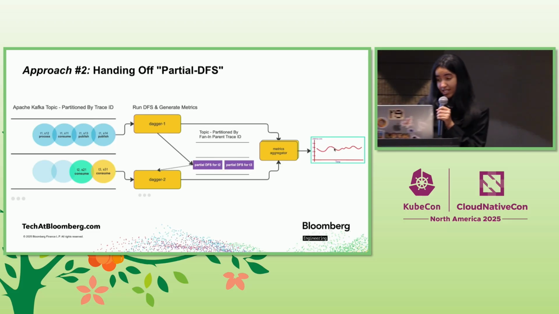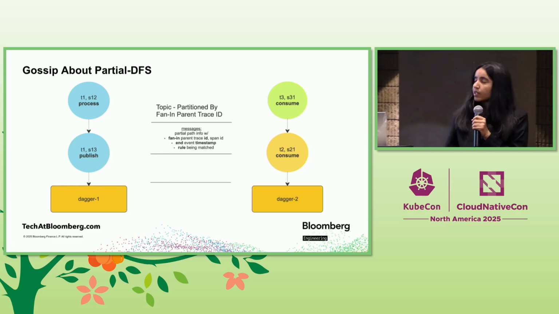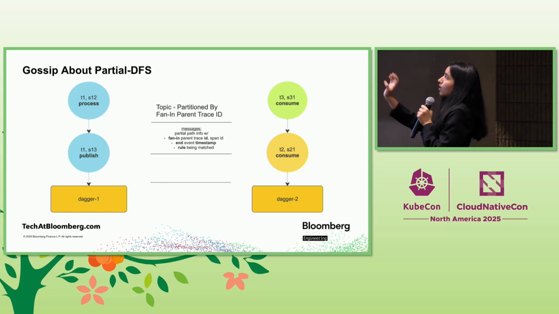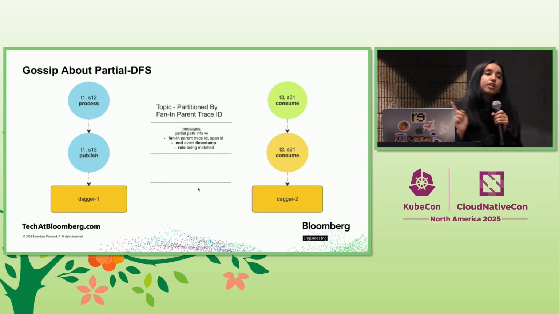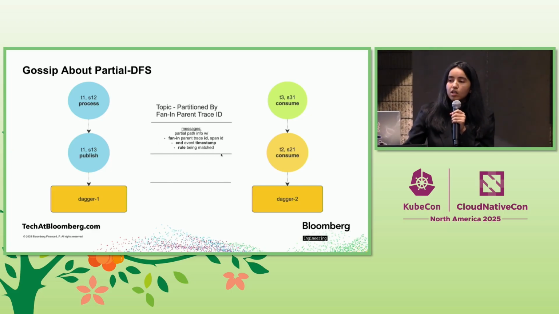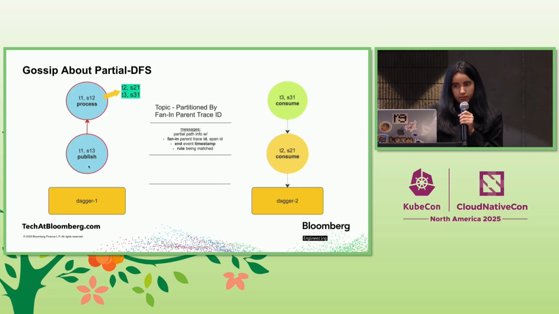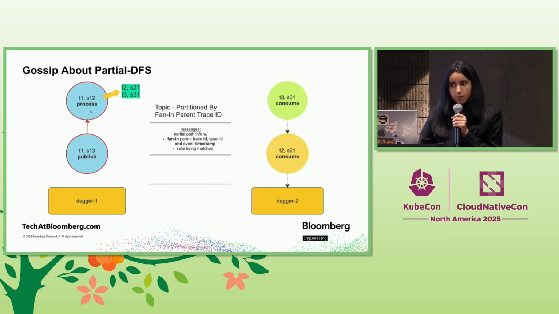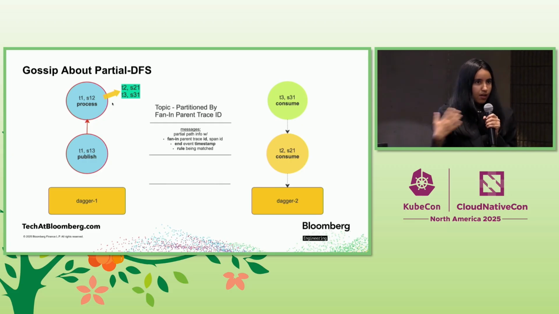So to make that make more sense, very quickly, let's work through a small example. This time, I've got 2 different Dagger instances. We've got our 4 spans coming in. Dagger 1 and Dagger 2 also communicate with each other using a small Kafka topic. So Dagger 1 sees this publish span, right? It starts doing a DFS, and then it says, oh, wait, this process span has parents in trace 2 and trace 3. I don't have those.